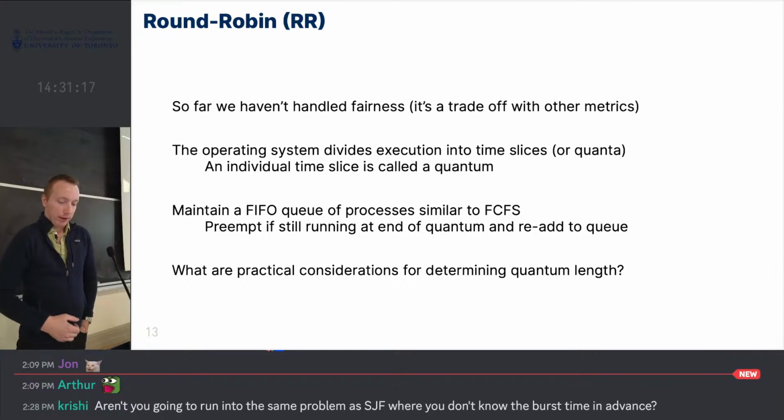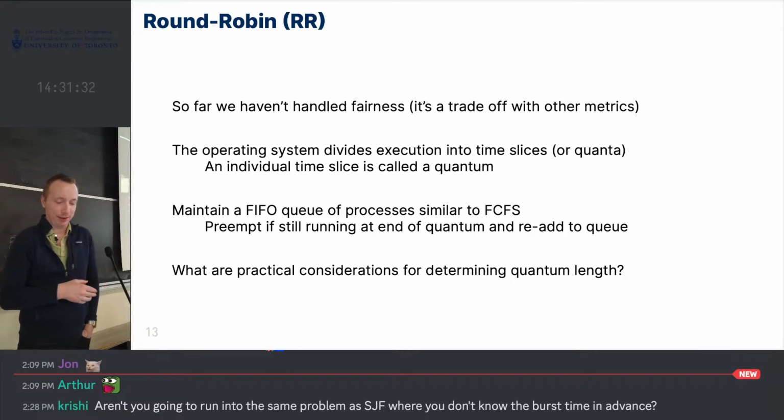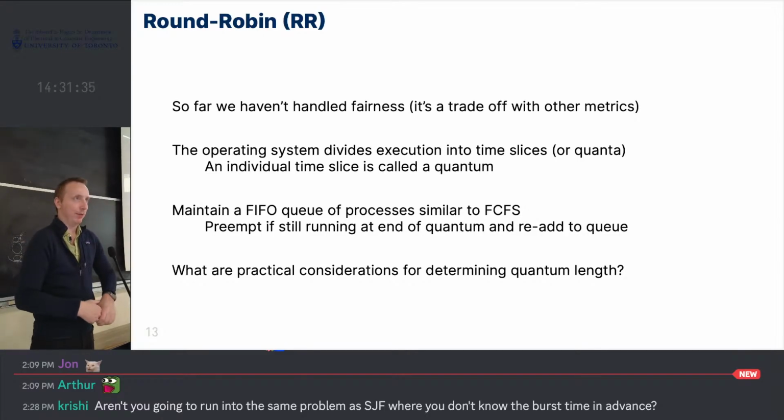So what the operating system does in round robin is it divides executions into time slices, and in the literature, you might find them called quanta. Why are they called quanta? I don't know. They're computer scientists. They want to try to be fancy. They're just time slices. And an individual time slice is called a quantum. Again, don't ask me why, but you might encounter that.